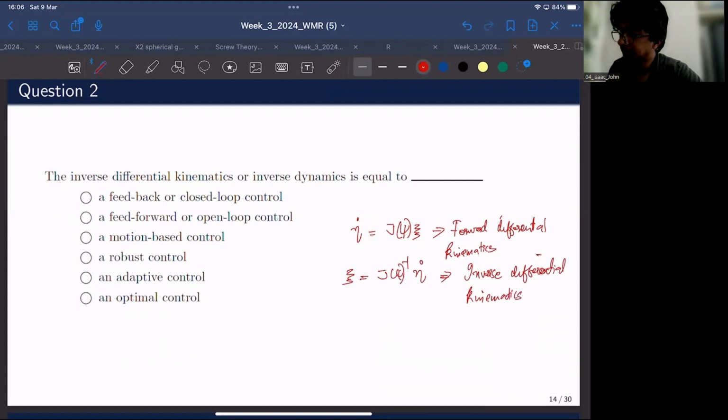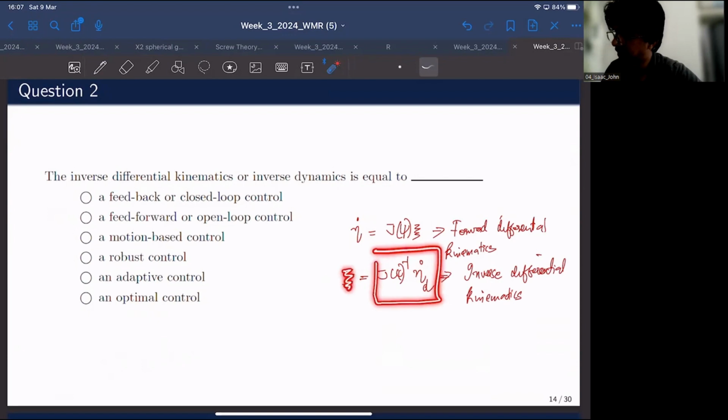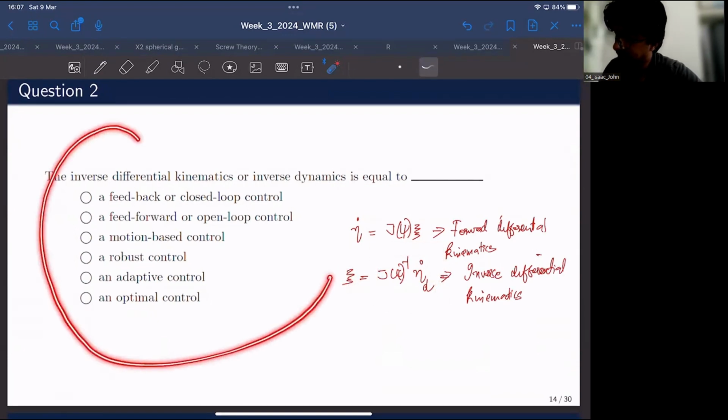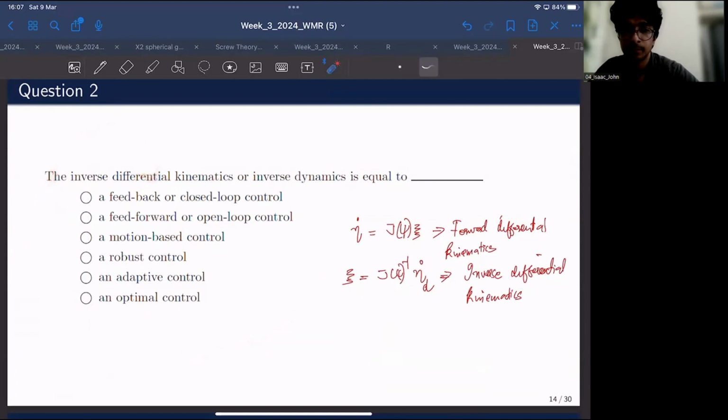So if you have a desired trajectory to track, how should the control input look like, or how should this vector be? For example, if you have a desired vector of positions with respect to the inertial frame of reference to be tracked, then using this transformation, you will be able to estimate the control input. So this is exactly what this inverse differential kinematics basically demands.